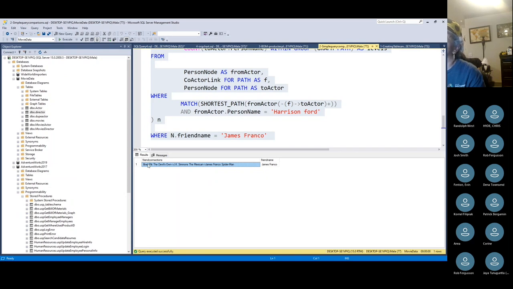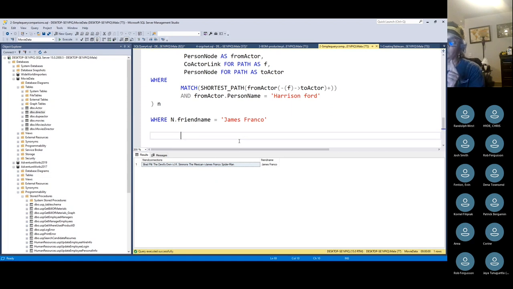He's acted with Brad Pitt in this movie, then this person acted with here, and then another hop here, and then finally you get to Mr. Franco, who is three hops away. So this is how it is useful, and basically the kind of stuff that you can see on LinkedIn, you can do with this sort of stuff. So it is really cool if you know how to use it.